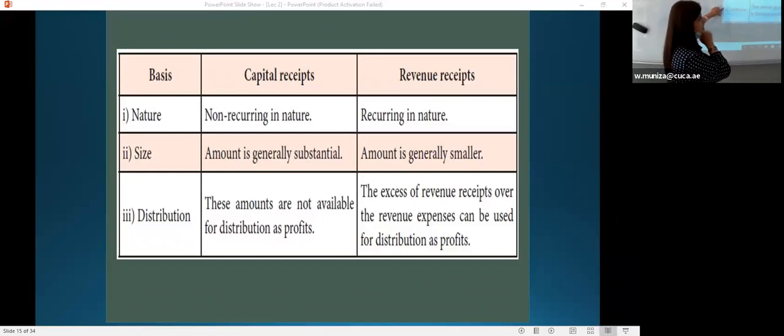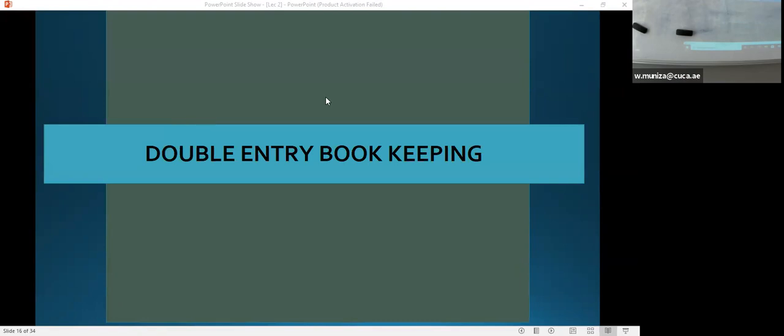Distribution. These amounts are not available for distribution as profits. Why? Because the routine transactions income is normally available for distribution as profits in the form of dividends. Whatever capital receipts are, they are normally not generated for the distribution of dividends. Got it? So this is again one of the characteristics differentiating these two.